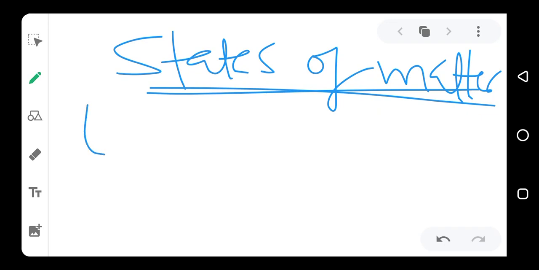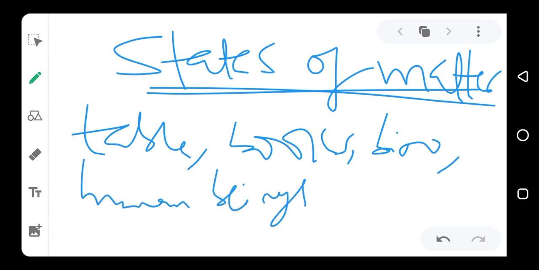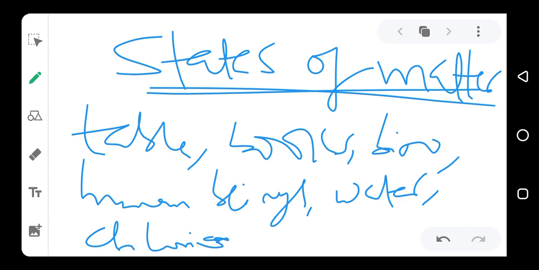Example: table, books, biro, human beings, water, even chlorine gas, even gases, they are all matters. So anything that has weight and occupies space is called a matter.